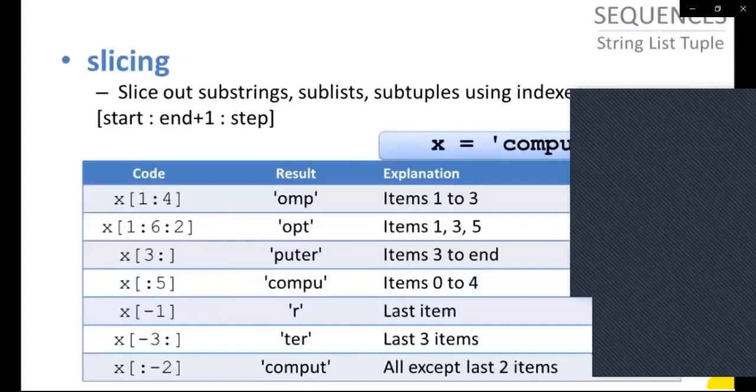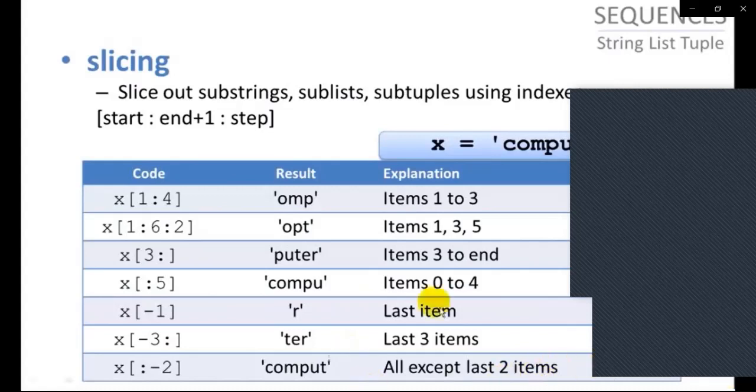Slicing allows us to slice out substrings and sublists and subtuples using indexes. The syntax is using square brackets: start, end plus 1, and step, and these are all optional. I'll cover some examples that explain that. These are applicable to strings, tuples, and lists, but in this example I'm just going to use the word computer, which is a string.